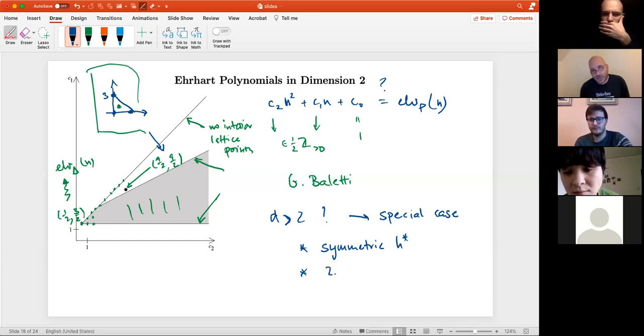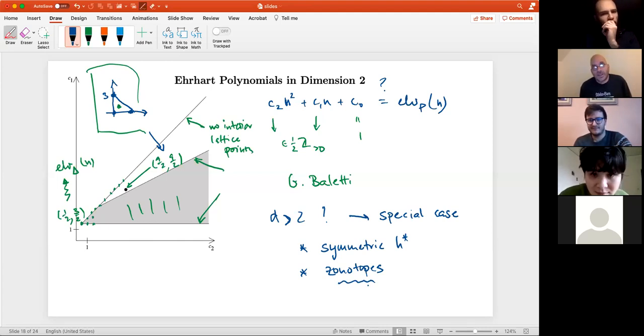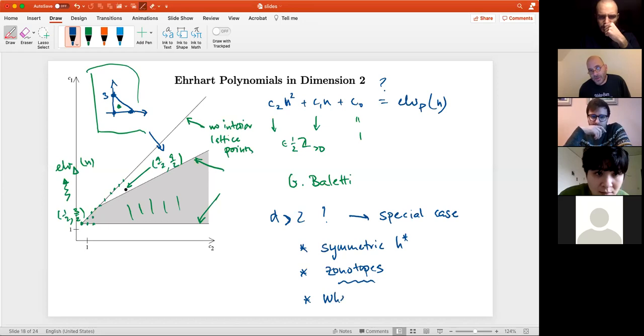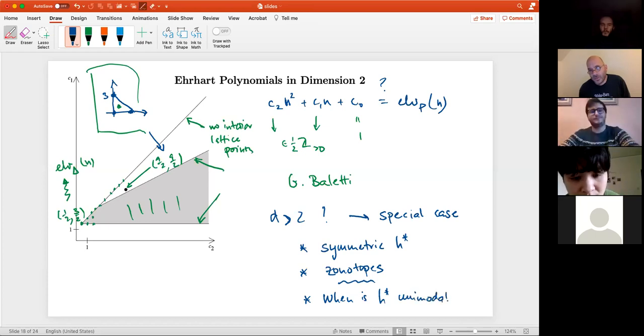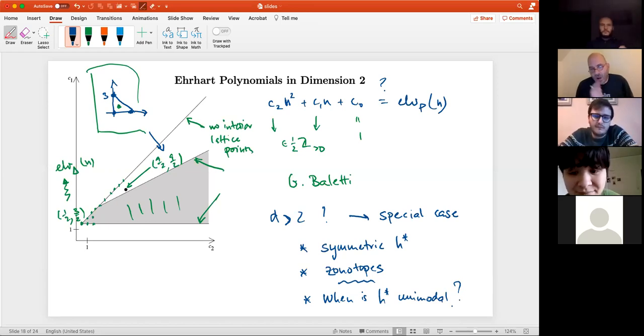So we can do zonotopes. Sort of, okay, we can sort of do zonotopes. By sort of, I would need more time. But here's a question you can ask, and already this question is open. When is H-star or F-star unimodal? This probably does not have an answer. That's my guess.